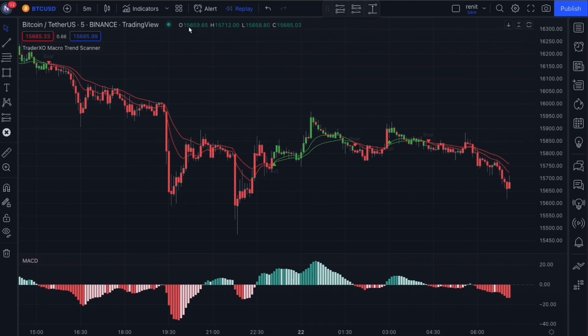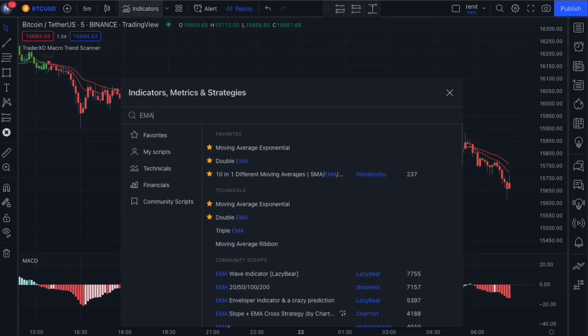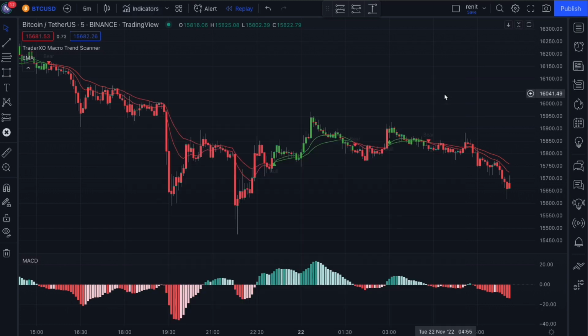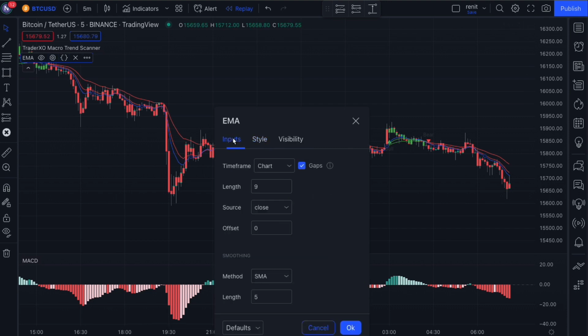So heading to the indicators tab and search for EMA, you can select the default technical indicator here. Now let's change some settings on this indicator by clicking on its settings icon. Then in the input section, change the length from 9 to 200. This will make our line far more smooth and in line with the overall market trend.